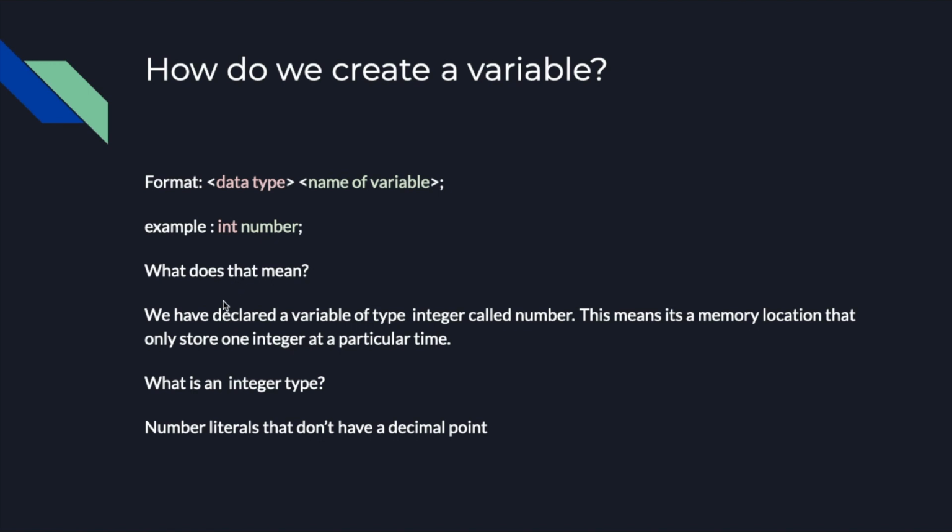So what does this mean? We have declared a variable of type integer called number. This means it's a memory location that only stores one integer at a particular time. What is an integer type? Number literals that don't have a decimal point. If you're a math enthusiast and you like discrete math with all those definitions, you probably know this already about integers. But anything that doesn't have a decimal point can be considered an integer.